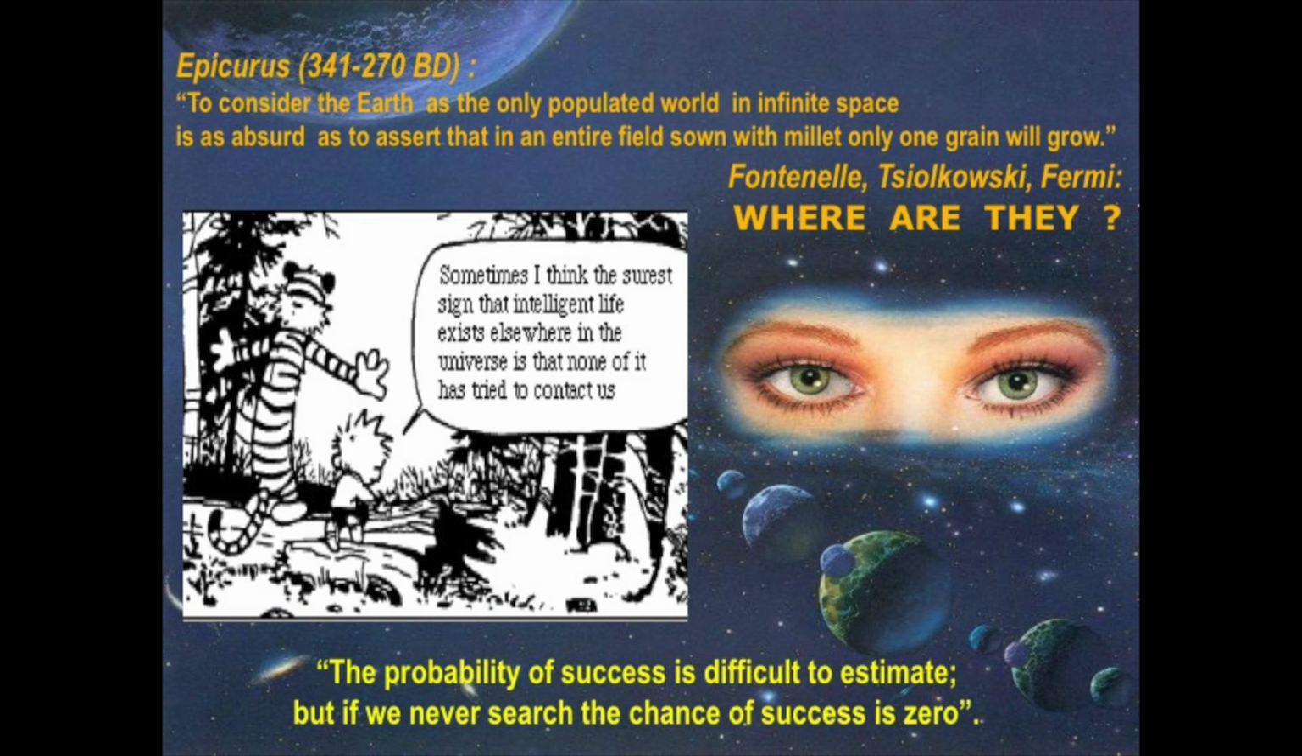And I will leave you with the last view graph, which is this one. This is humorous. Sometimes I think that the surest sign that intelligent life exists elsewhere in the universe is that none of it has tried to contact us. They are clever enough not to want to have anything to do with us. We are, because we are very crazy.